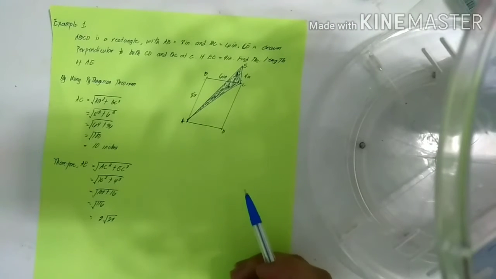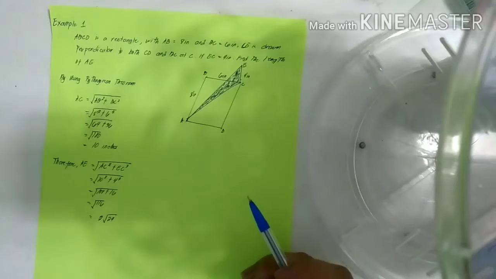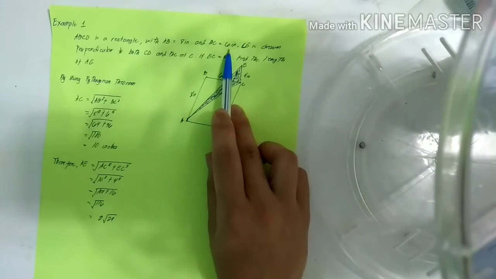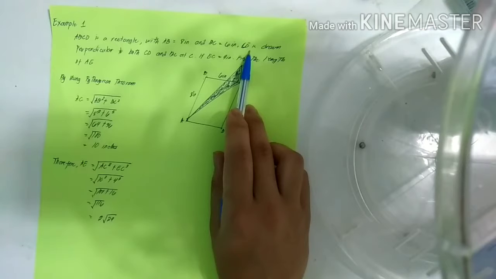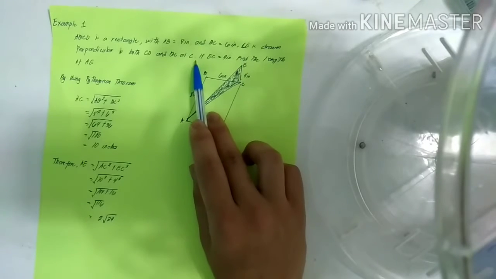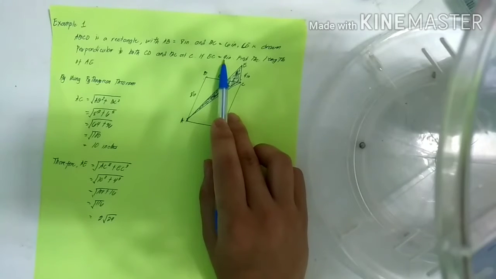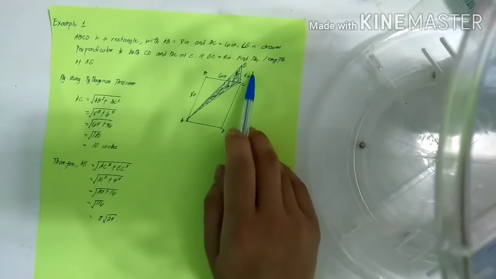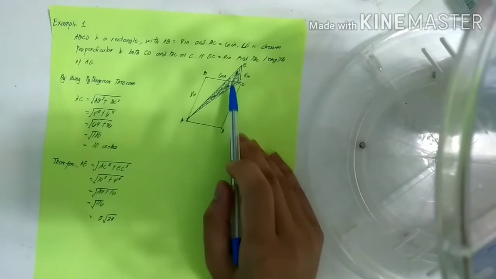Example number 1. The problem is ABCD is a rectangle with AB equal to 8 inches and BC equal to 6 inches. CE is drawn perpendicular to both CD and BC at C. If AC is equal to 4 inches, then find the length of AE. So we have this figure.